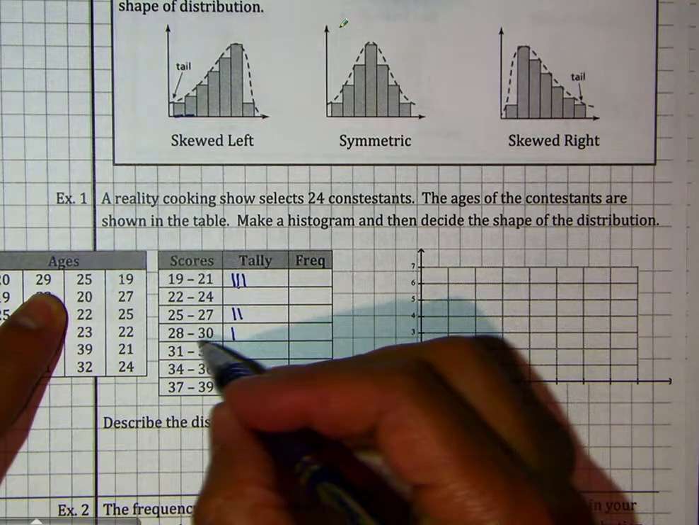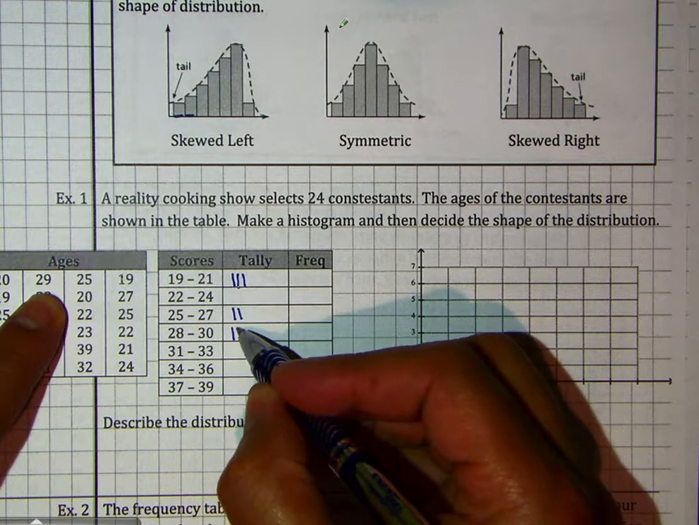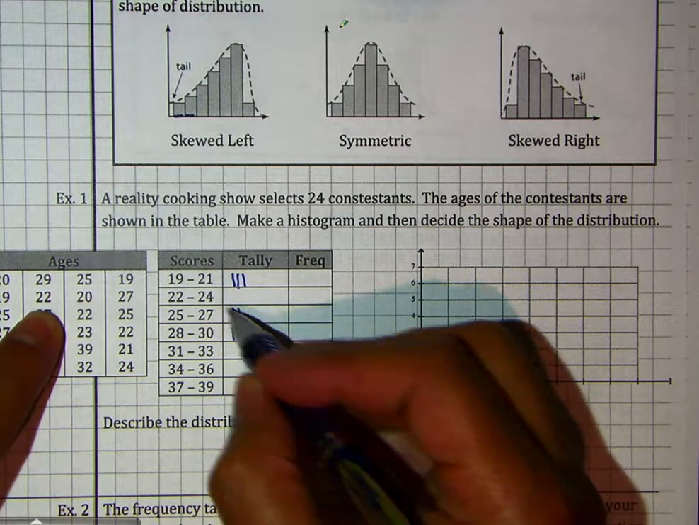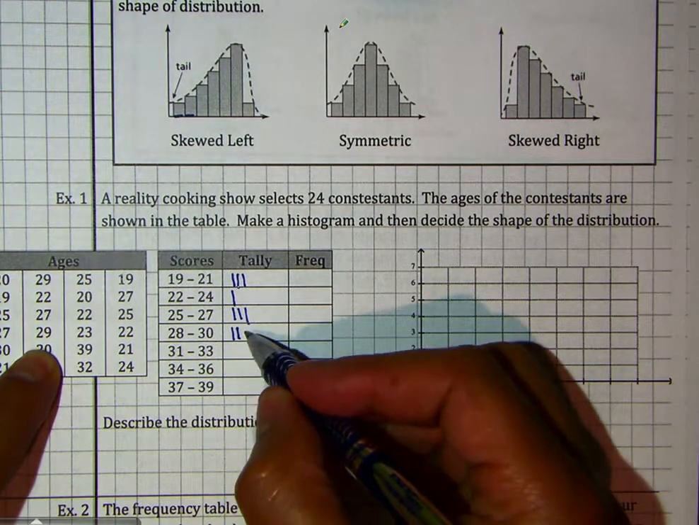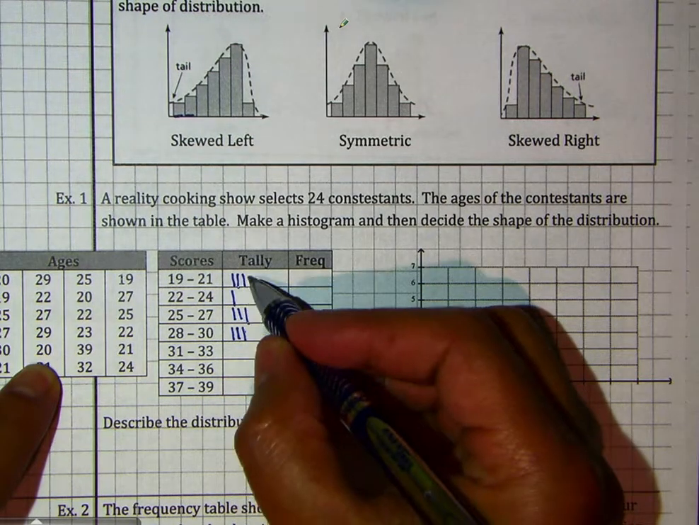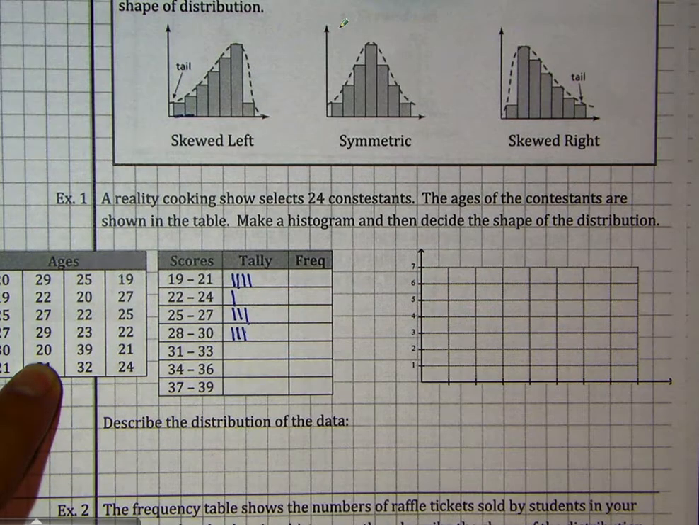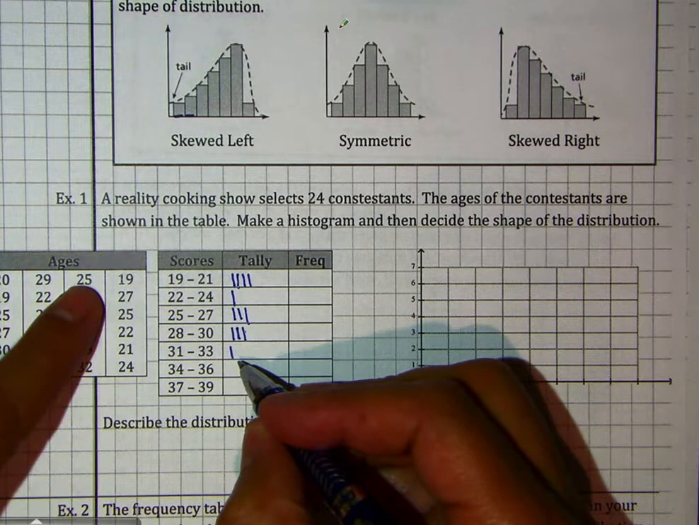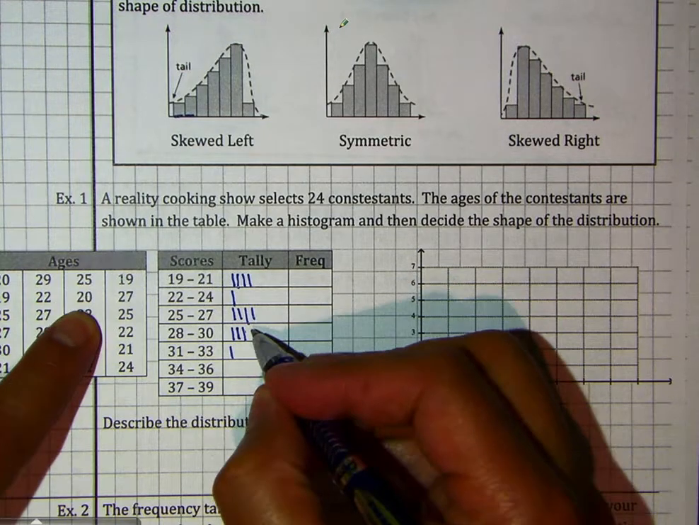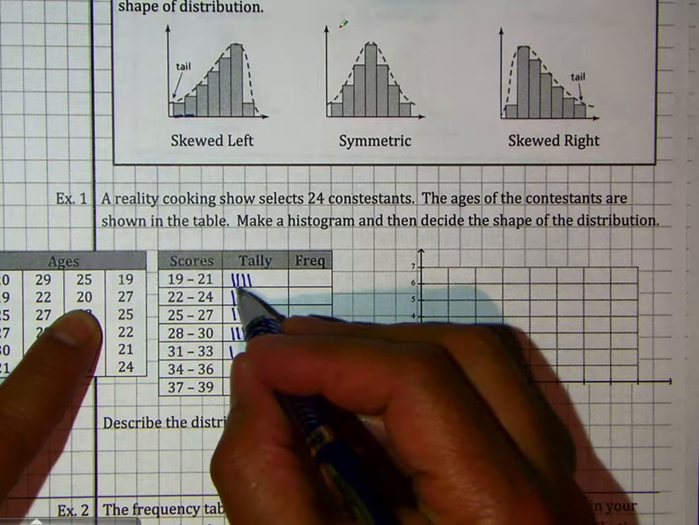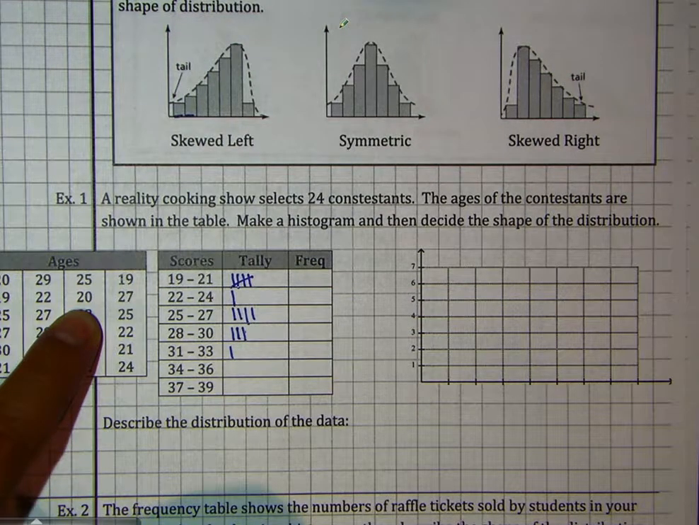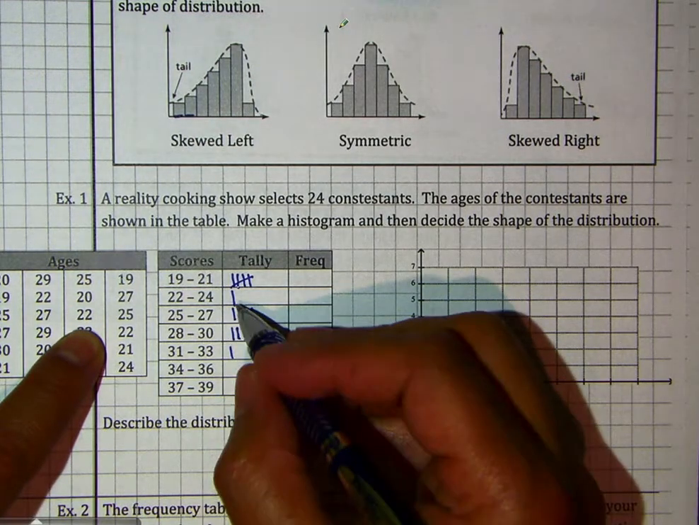29 is between 28 and 30, so it's in the fourth bucket. 22, 27, 29, 20. So go ahead and pause it, finish up, and see how many tallies you get for each one. 31, 25, 20. And what happens if I have the fifth one? Correct. For the fifth one, we place a bar across, so it'll be easier for us to count.